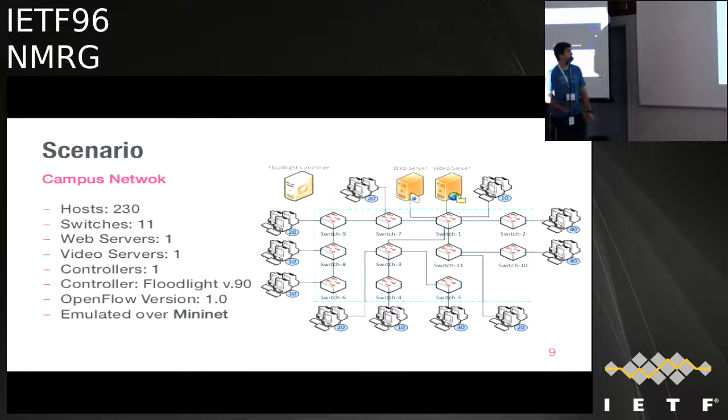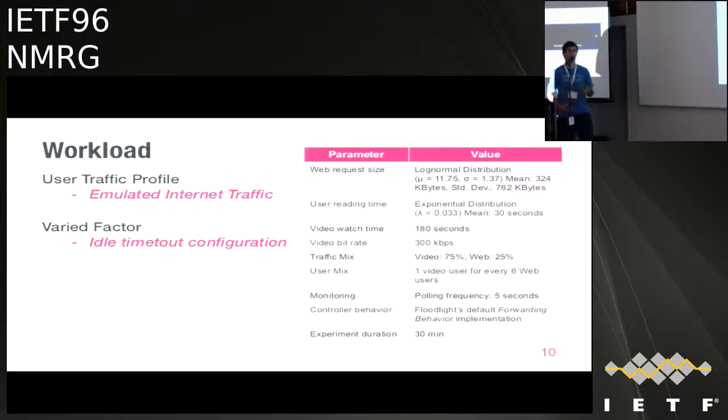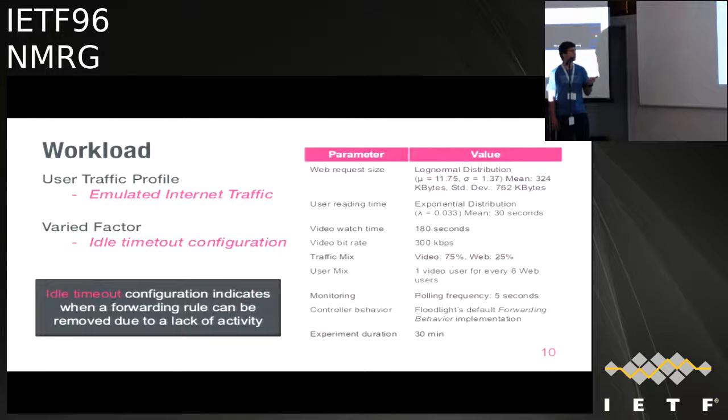Regarding our workload, we emulated based on several previous studies. We model a user traffic profile that dictates the size of requests and responses, also the reading and watch time for the video server and the file server. And we fixed the polling frequency at 5 seconds during the 30 minutes of experiment. And we decided to vary the idle timeout configuration that indicates when the forwarding rule can be removed due to a lack of activity.